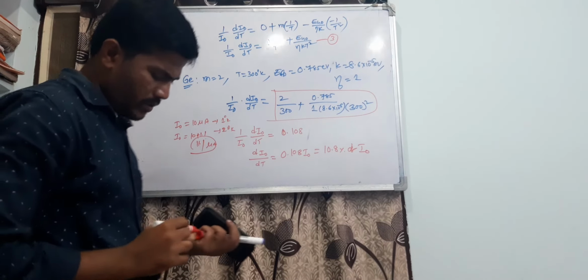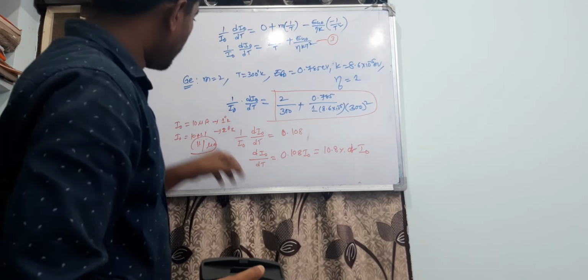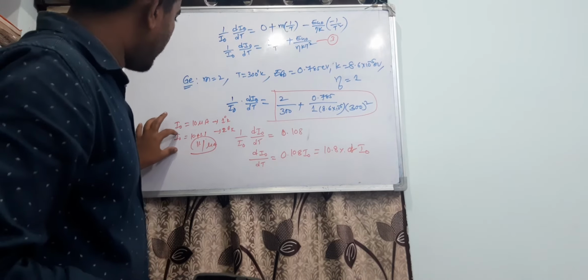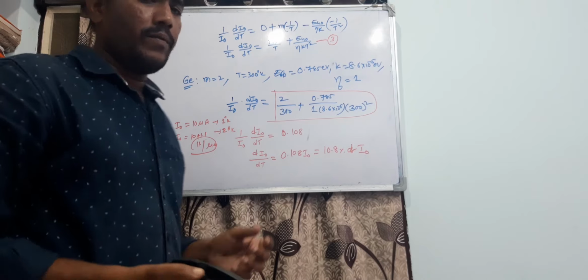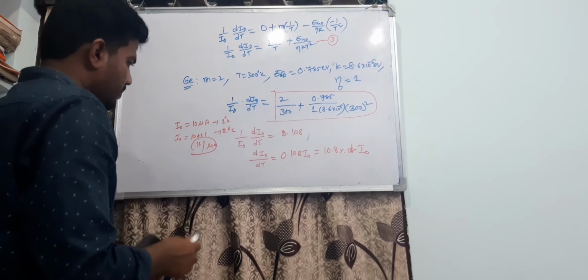11.1 microns, which means what? So if I am assuming 10 microns, if I increase 1 degree centigrade, this value becomes 11.1%. Which means what? Note this point here.